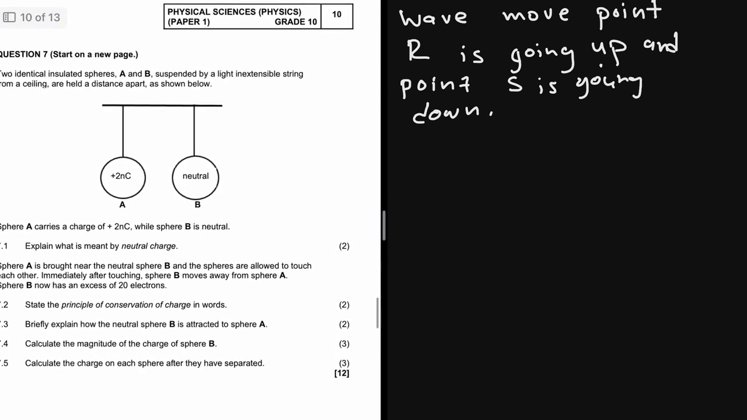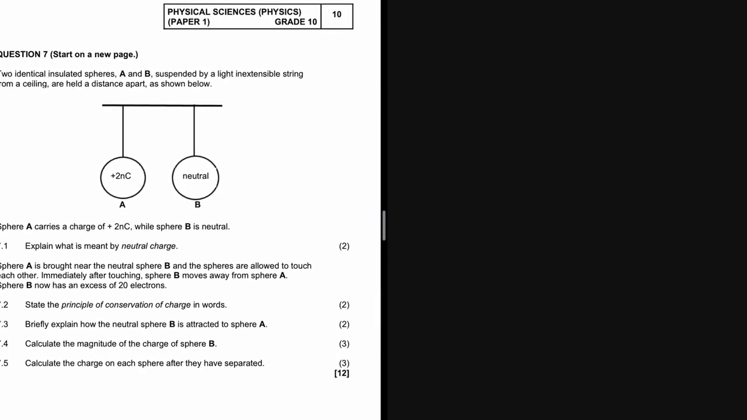Now the next question, which is question number 7. On question number 7, they say we have two identical insulated spheres, sphere A and sphere B, suspended by a light inextensible string from a ceiling and held at a distance apart, as shown below. Sphere A carries a charge of 2 nanocoulombs, while sphere B is neutral. The first question, 7.1, says we must explain what is meant by a neutral charge.